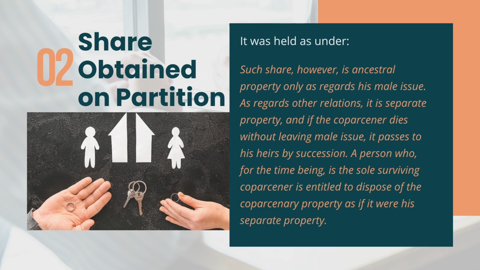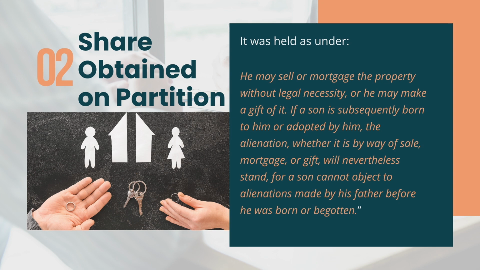A person who for the time being is the sole surviving co-partner is entitled to dispose of the co-partnership property as if it was his separate property. He may sell or mortgage the property without legal necessity, or he may make a gift of it. If a son is subsequently born to him or adopted by him, the alienation, whether it is by way of sale, mortgage or gift, will nevertheless stand, for a son cannot object to alienations made by his father before he was born or begotten.